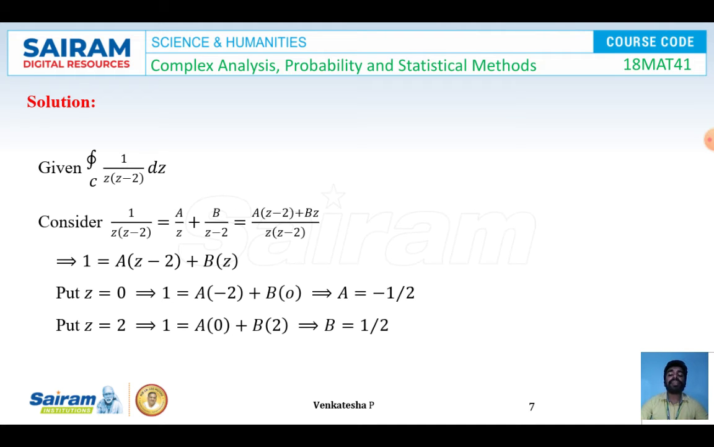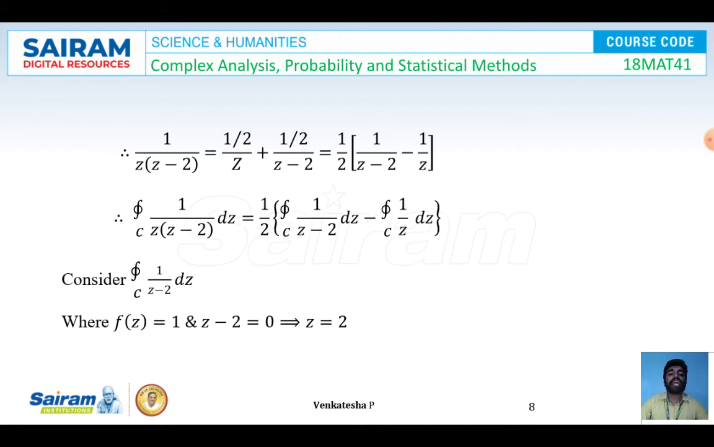Now I am replacing the value of a and b in this equation. So I'll be getting the equation like 1 by z into z minus 2 is equal to minus 1 by 2 divided by z plus 1 by 2 divided by z minus 2. Now from this equation I can take 1 by 2 as a common factor. So I got the equation like 1 by z into z minus 2 is equal to 1 by 2 into 1 by z minus 2 minus 1 by z.